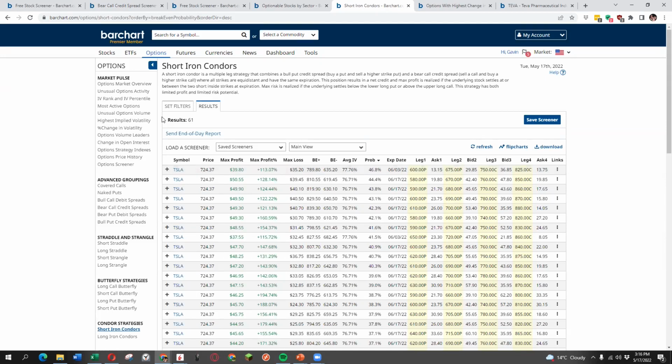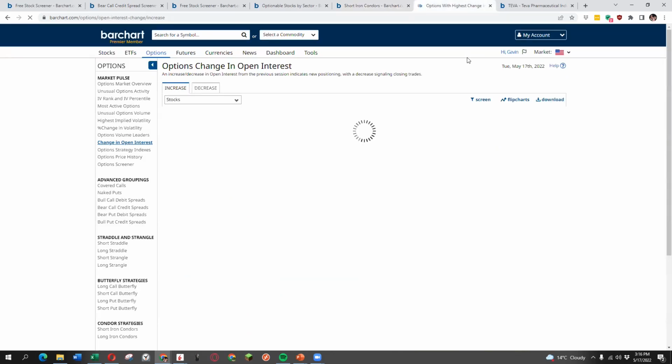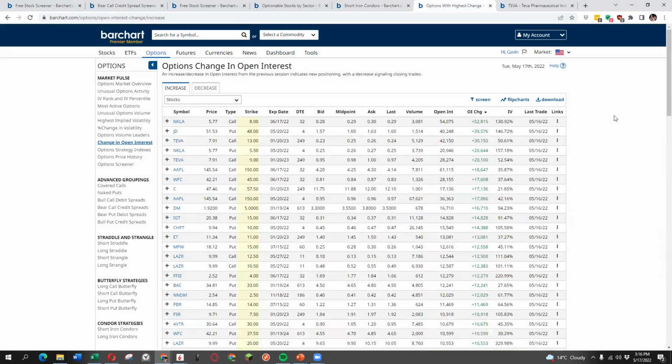Some other areas of interest is the market pulse. So one of the scans I like to look for is the options with the highest change in open interest. And we can see some of the smaller cap stocks showing up here, but it might give us some insight into where the money's flowing, and it can provide good opportunities for trading. So Nikola, JD, Teva. So there's some action in the calls on Nikola, call options on Teva as well. Big changes in open interest, so that can potentially mean some bullish option flow.